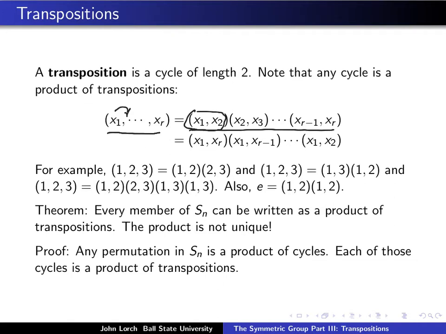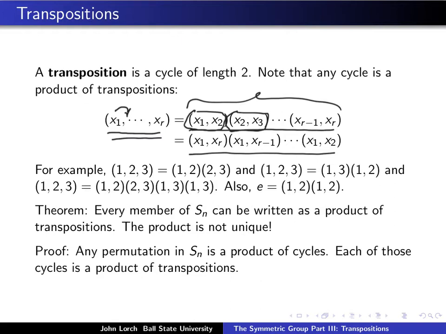Now the cycle sends x2 to x3. Let's see if that works. Well, we start at the right, we look for x2, and we never see it until we get here, where we see that x2 is sent to x3, but then x3 never appears as we move to the left, and therefore x2 is sent to x3. So it does appear that this product of transpositions is doing exactly what this cycle does. And you should check for yourself that this bottom product of transpositions does exactly what the cycle does.